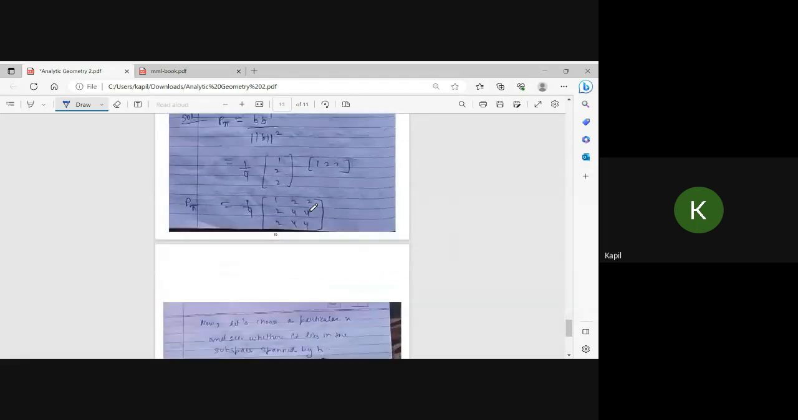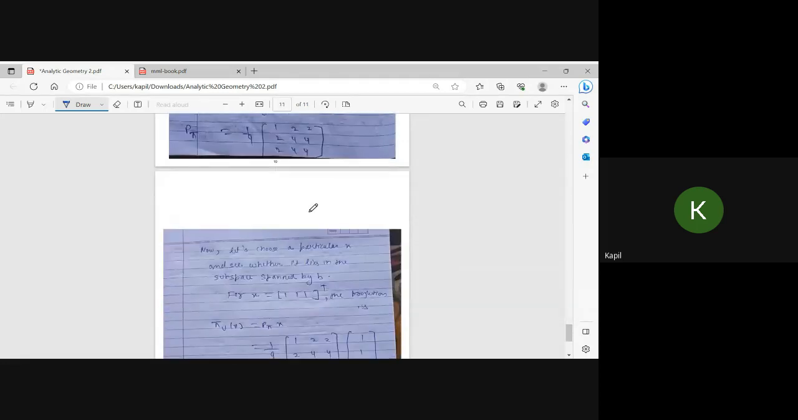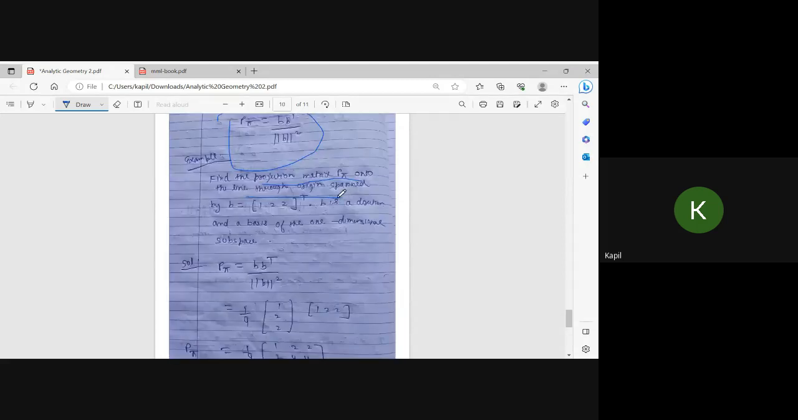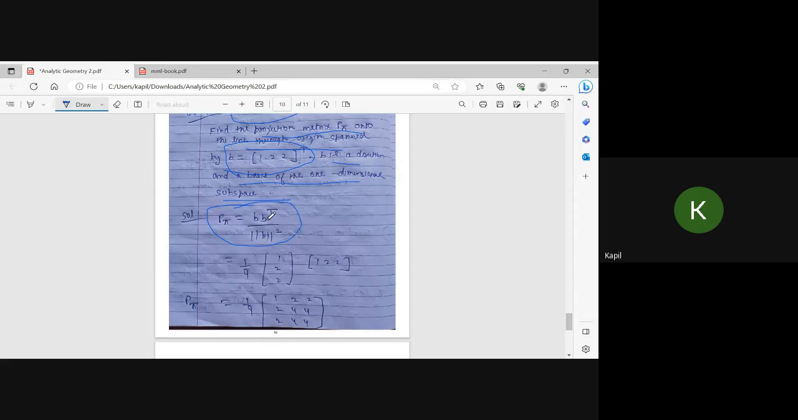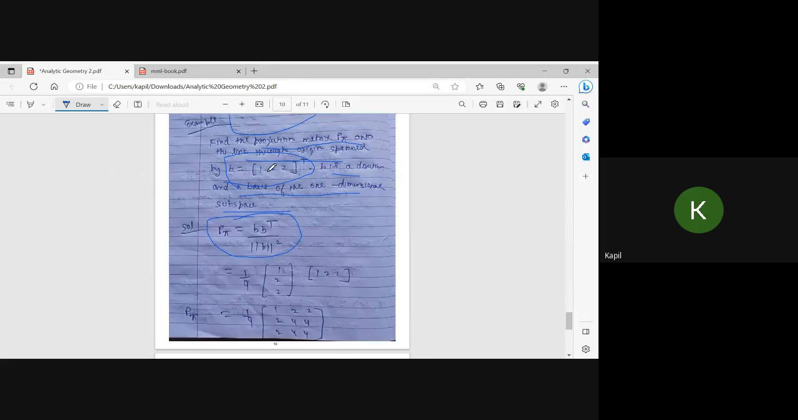So let us take an example regarding projection in a single dimension. The example says: find the projection matrix p pi onto the line through the origin spanned by the basis vector b, that is 1 2 2 transpose. B is a direction and a basis of the one-dimensional subspace. We know the formula of the projection matrix p pi, so directly we use this formula: b into b transpose upon magnitude of b square. The magnitude of b square comes out to be 1 square plus 2 square plus 2 square, that is 9.